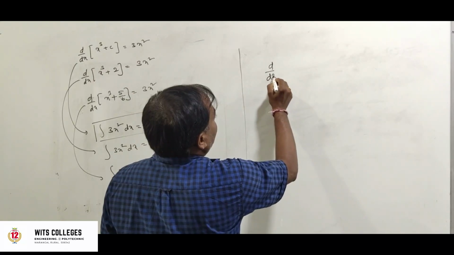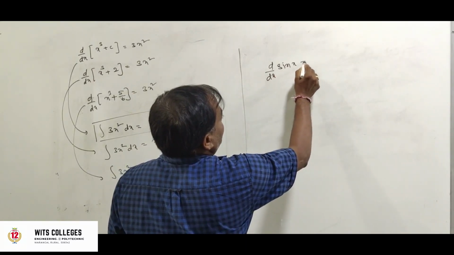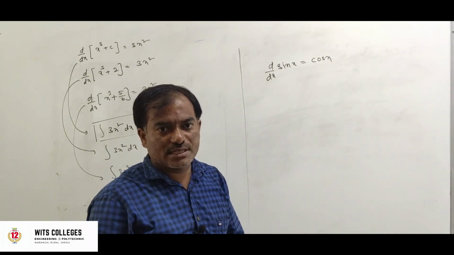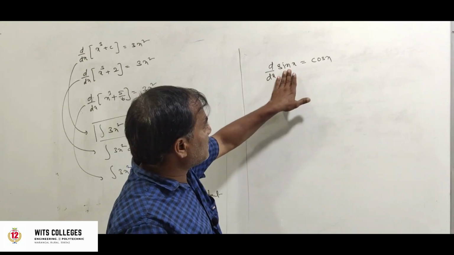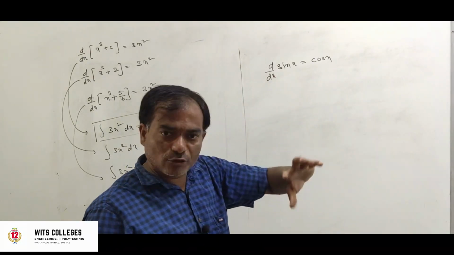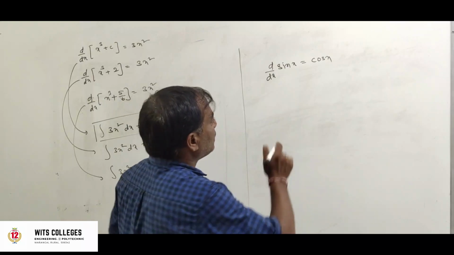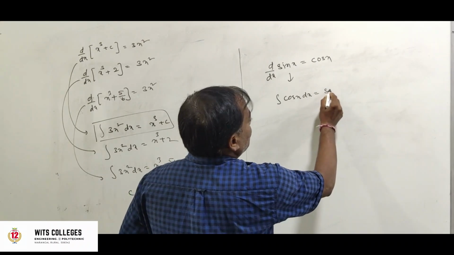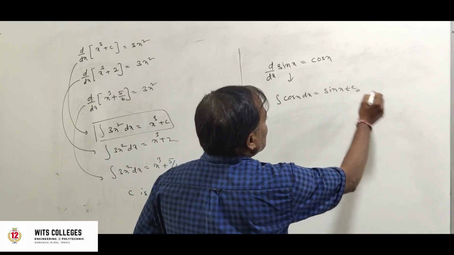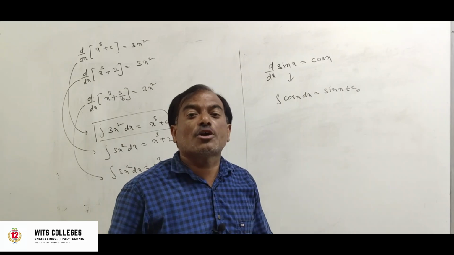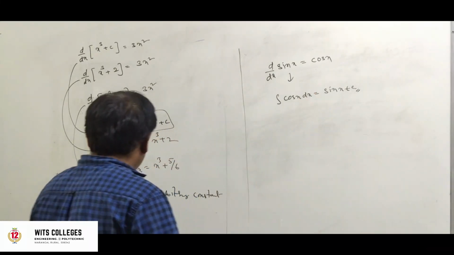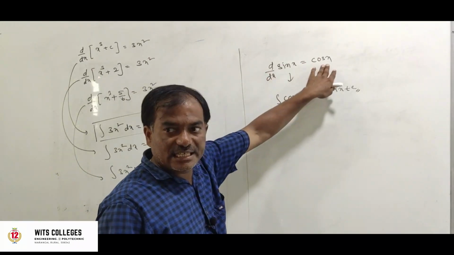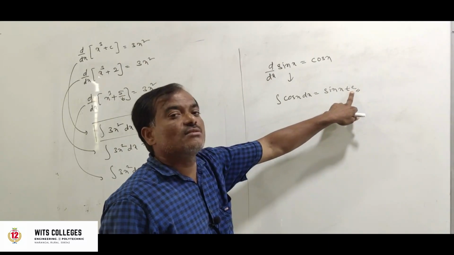Therefore d by dx of sin x equals cos x. So sin x is an antiderivative of cos x. Therefore we find the original function by using integration, which can be written as integral cos x dx equals sin x plus c, where c is an arbitrary constant. By these examples, in order to find the original function by using integration, we have to write plus c.